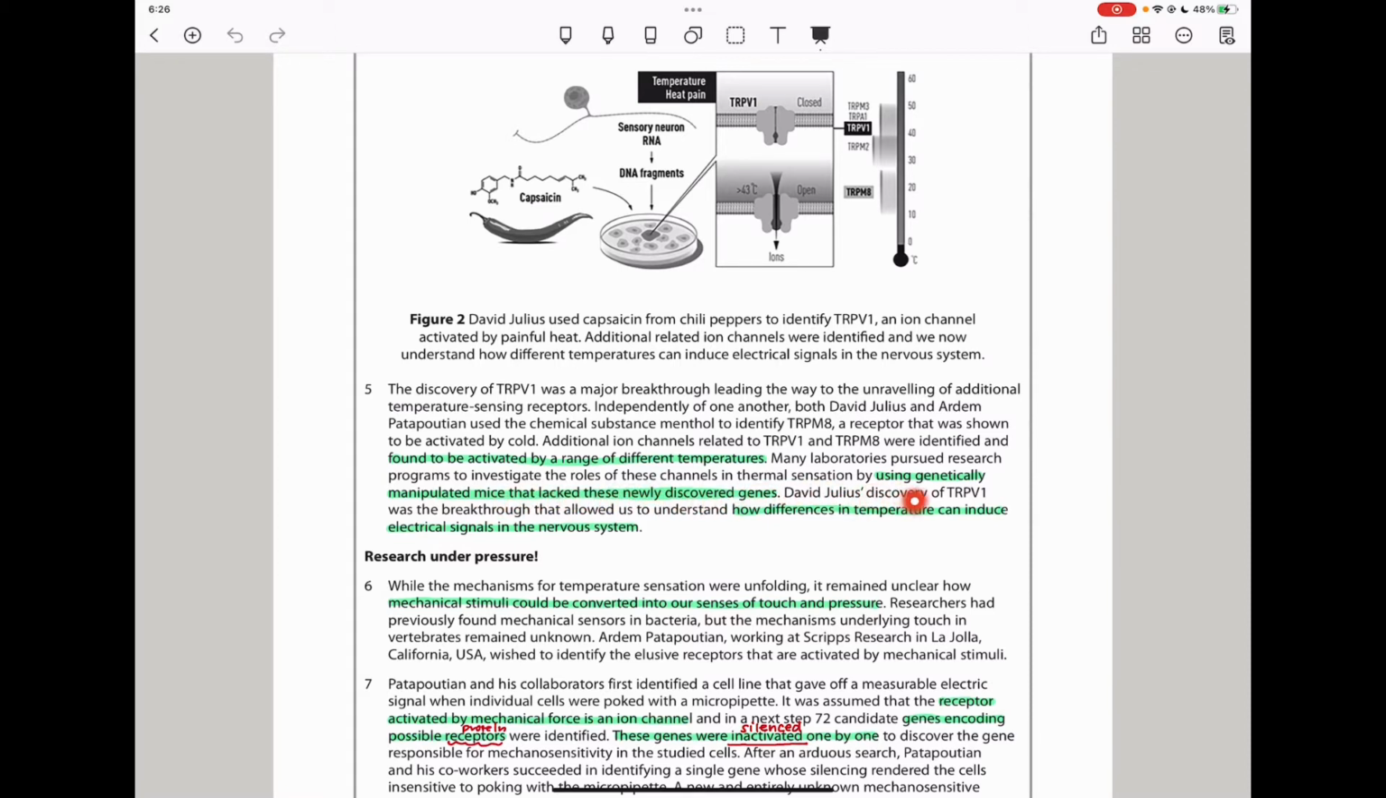David Julius's discovery of TRPV1 was the breakthrough that allowed us to understand how differences in temperature can induce electrical signals in the nervous system.